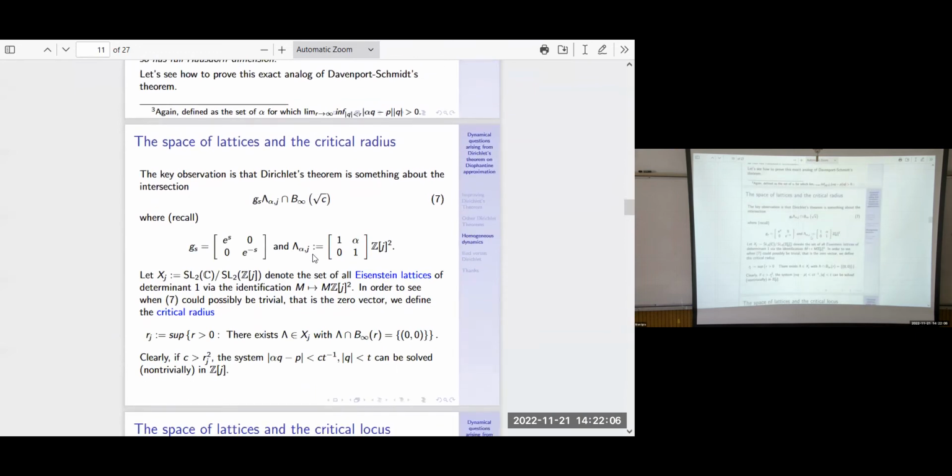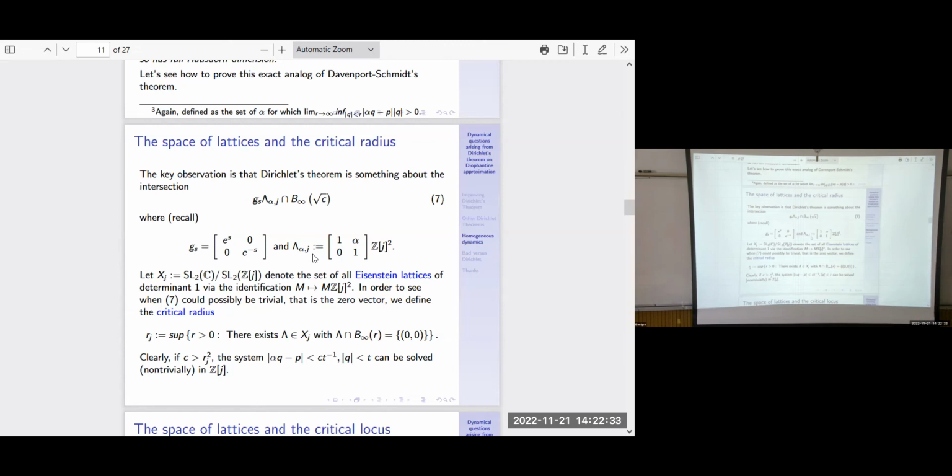So I guess the brilliant insight of maybe Kleinbock is that Dirichlet's theorem is saying something about this intersection being non-empty for all of these alphas. And I can remind you again, lambda alpha j is 1 alpha 0 1 times Zj squared. This is the geodesic thing.